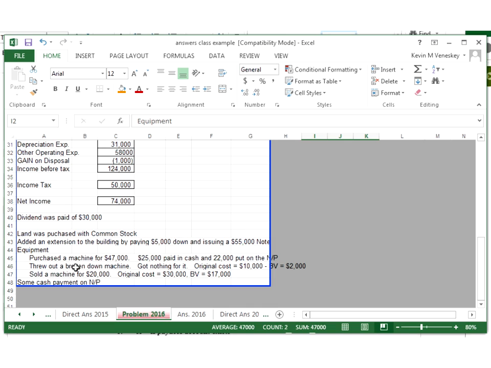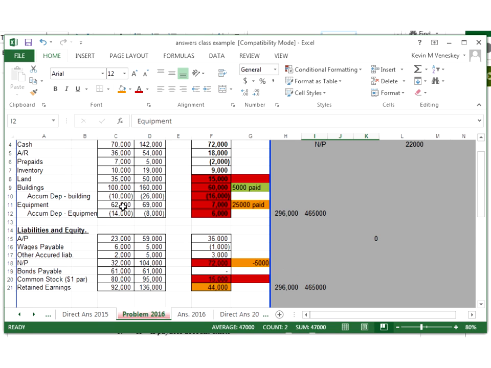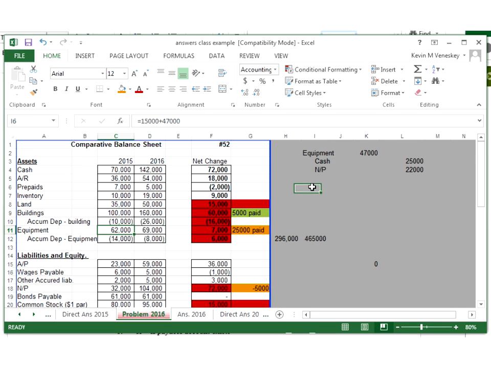Okay, we have another equipment going on. Threw out a broken machine. Got nothing for it. Original cost was $10,000, book value of $2,000. Okay, so part of this equipment that I originally had is gone. I need to show that. If I got rid of equipment, that means I also got rid of the accumulated depreciation. The problem told me the book value was only $2,000. So that means my accumulated depreciation had to have been $8,000.